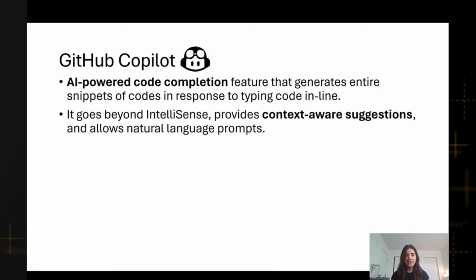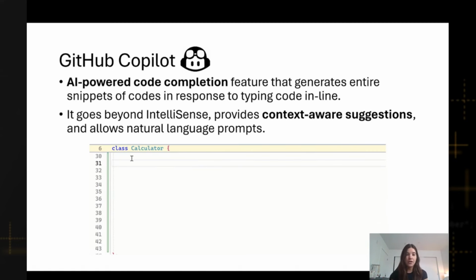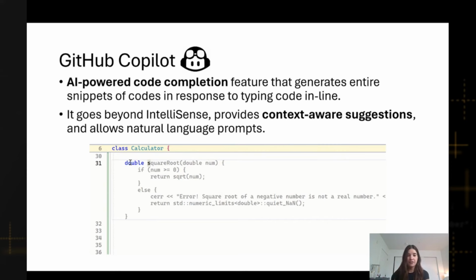What GitHub Copilot does is it takes this a step further. Copilot provides AI-powered code completions that generate entire code snippets. Just start typing and Copilot can adapt to generate the desired code. It goes beyond IntelliSense by providing context-aware suggestions and allows for natural language prompts via comments in your code to generate these code snippets. For example, with the same square root function, as I start typing out double S, it is able to perceive that I am writing a square root function and generates appropriate variable names and error scenarios.